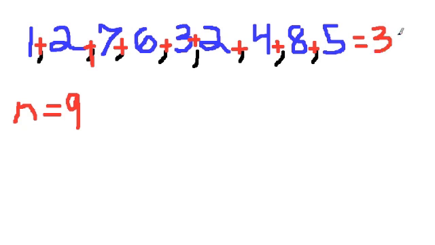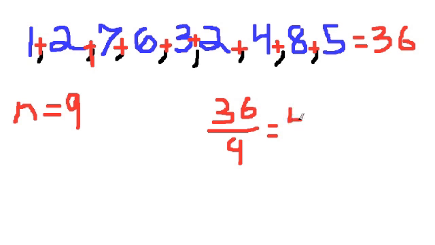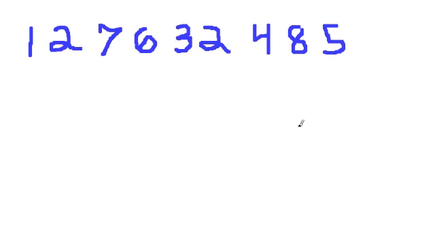Once you get the sum, you must divide it by n. So 36 divided by 9 is equal to 4. And that gives us our average, or again, the mean for this data set. By looking at the same data set, we will now discuss the second concept, which is the median.